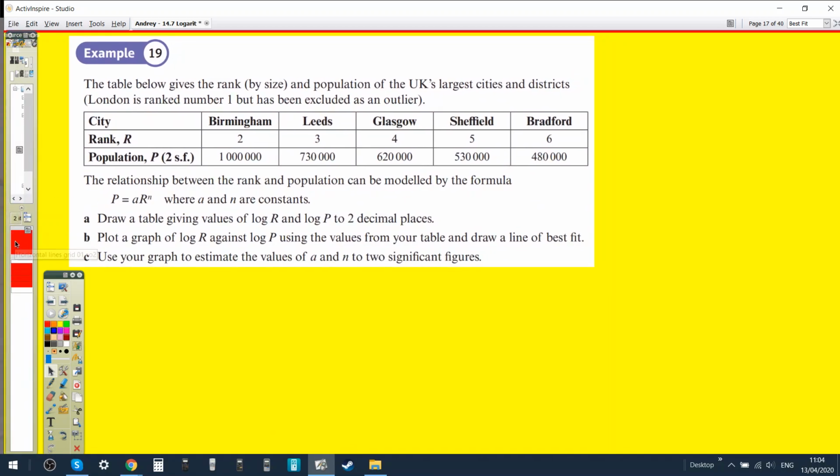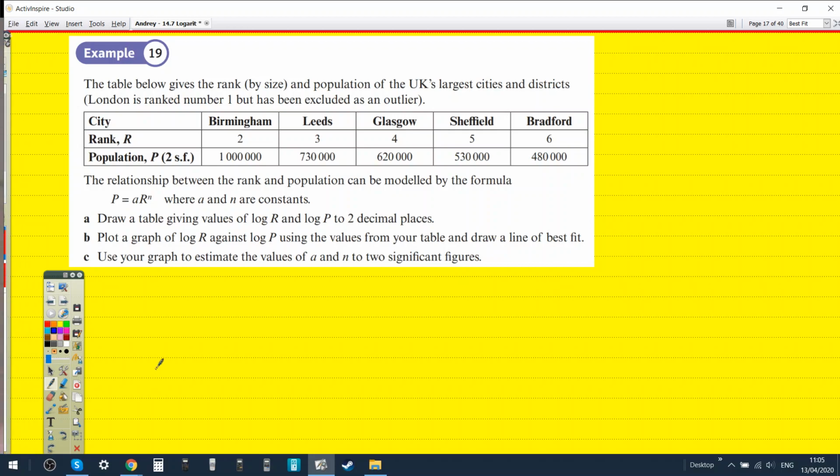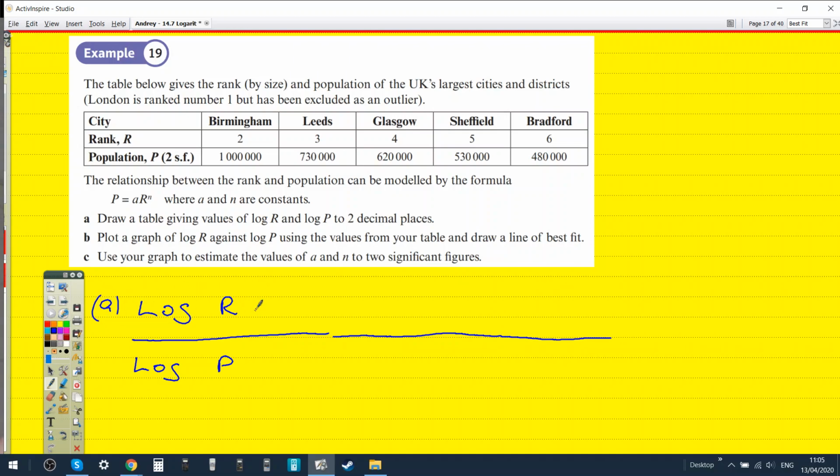Let's try this one. Log one, log two. Would I just have to do like, for example, for Birmingham, it says rank. Would I have to do like log two? Yep. I'm just going to leave it as log 2. If you continue, just put like log three, log two, log five, log six. And then how about the other one?